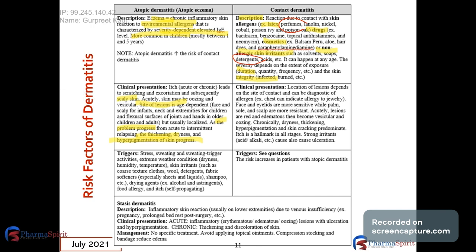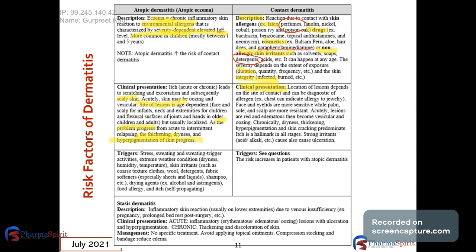For the contact dermatitis, the clinical presentation is affected by the location of the contact. So for example, as we said, if someone is working in a restaurant to wash dishes and this person has reaction to the detergent, it will mainly affect the hands. He will not have any lesions anywhere else in the body.